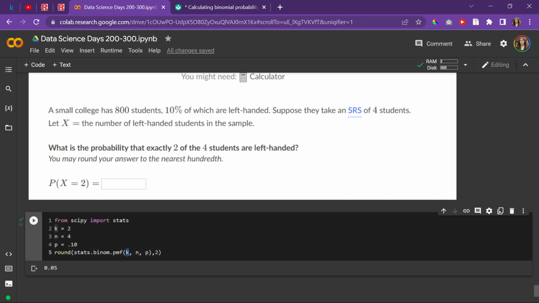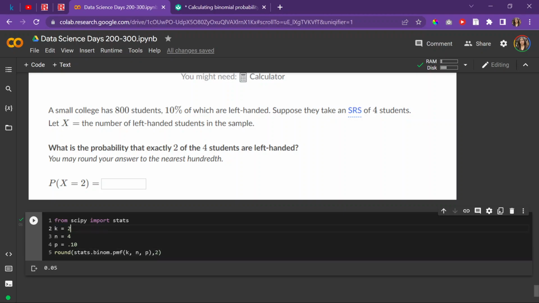And then I just rounded the answer that they gave me to 2 decimal places using the round function. Round takes in what you want to round, and then how many decimal places you want to round it to. And since it's the hundredths place that we have to round, I did 2 decimal places.